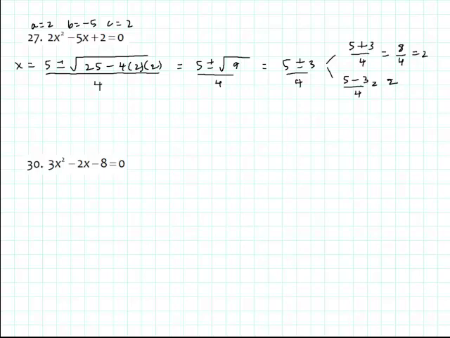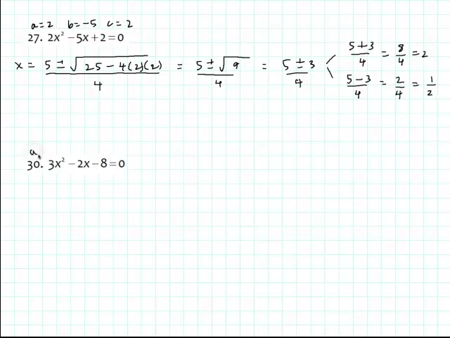Let's clean that up. This is 5 minus the 3 over the 4. That'll be 2 over 4, which won't clean up perfectly, but it will reduce to a half.